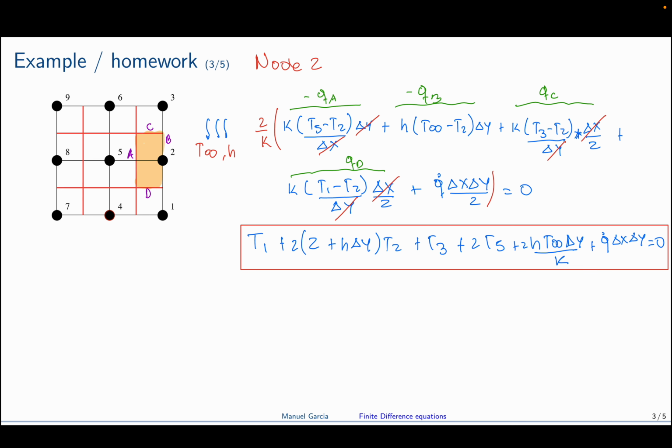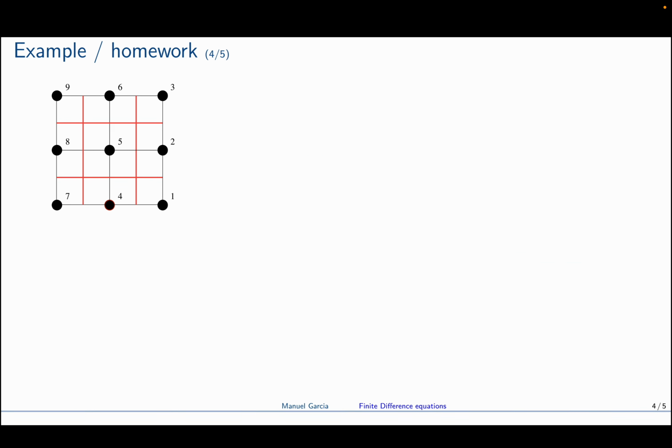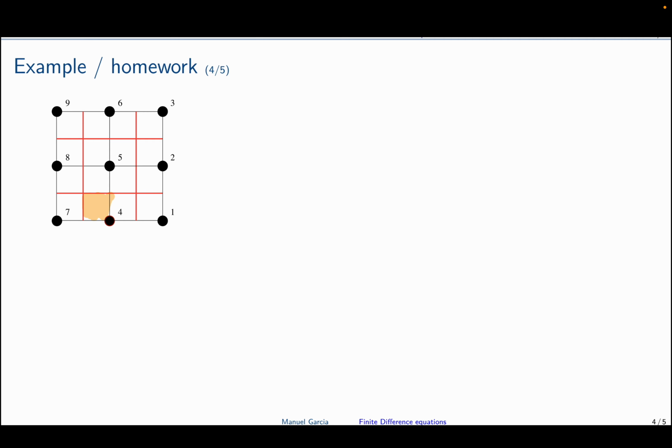So we continue. We already have node 1, node 2, and node 3. We have to go with nodes 4, 5, and 6. Okay, node 4. This is the element that we have. This is our cell. And for node 4, we have insulation on the bottom. And the good thing is that node 6 will be the same. So we only have to develop the equation for node 4, and node 6 will be, well, not the same, but it's symmetrical. So what do we have? Let me call the areas A, B, C, and D.